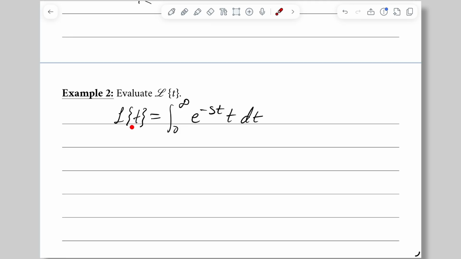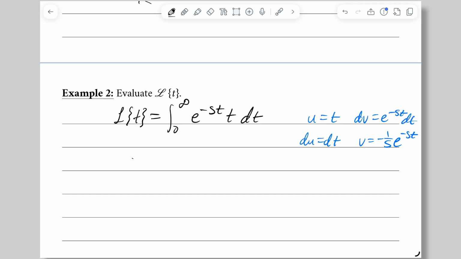Because whatever the curly braces are holding, that's the function that we're transforming. This requires integration by parts. I'll say that u is t, so that du is dt, and dv is e to the negative st dt, so that v is negative 1 over s e to the negative st.